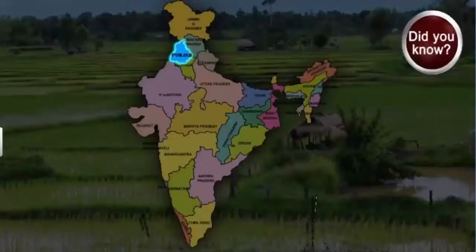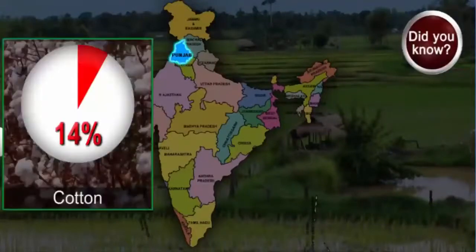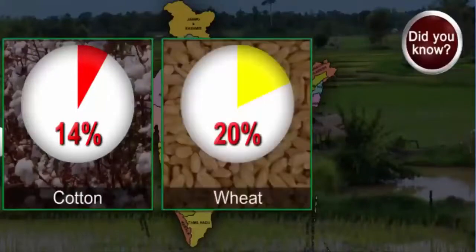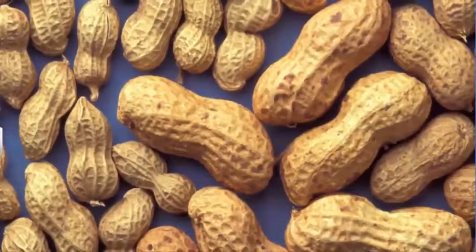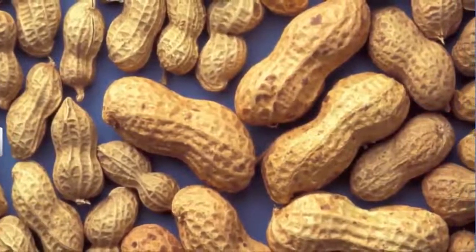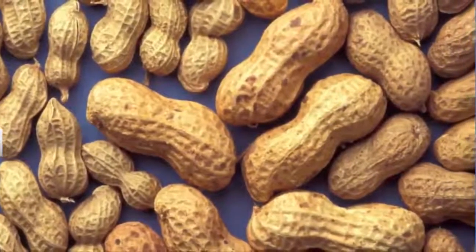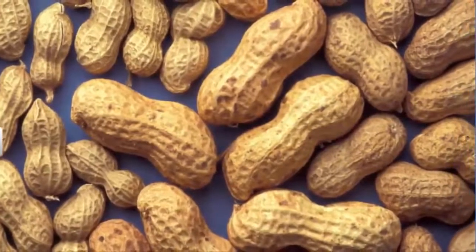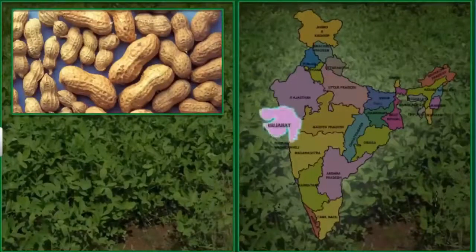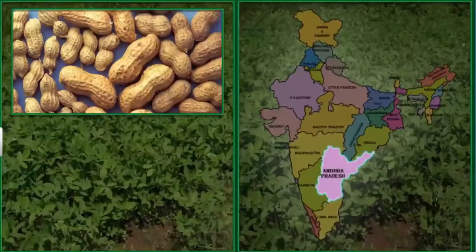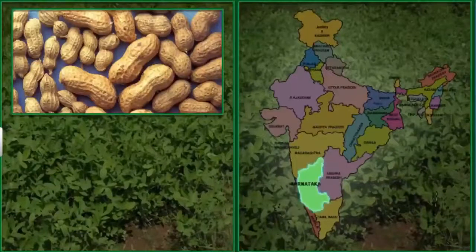Did you know? Punjab is called the granary of India as it produces 14% of India's cotton, 20% of India's wheat, and 9% of India's rice. Oilseed crops like groundnut are a commercial crop in India and form the most important portion of its agricultural economy. Its production is mainly in 4 states, namely Gujarat, Andhra Pradesh, Karnataka, and Tamil Nadu.